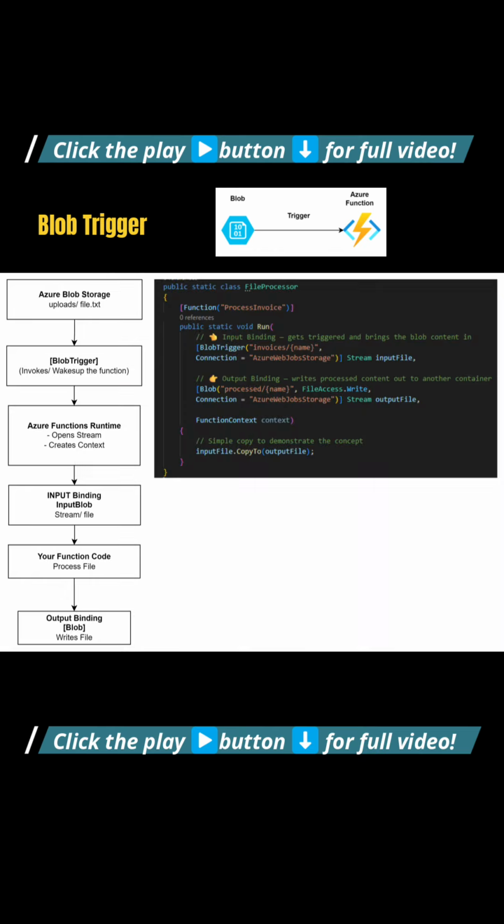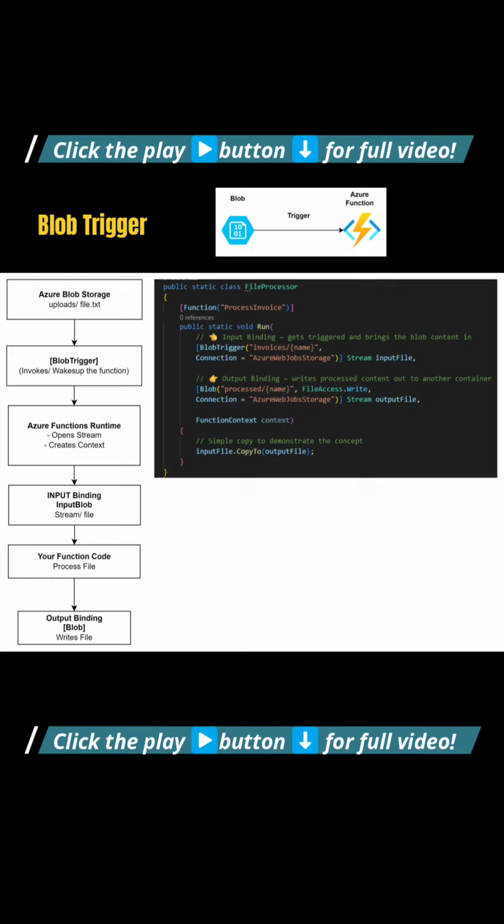If you want to visualize it, the input is a blob. That's what triggers the Azure function. So that's the scenario that we're discussing. Whenever a file lands in this Azure blob storage, which is specified by this particular connection and into this container called invoices container, that's when this function is triggered. So the blob trigger wakes up the Azure function.